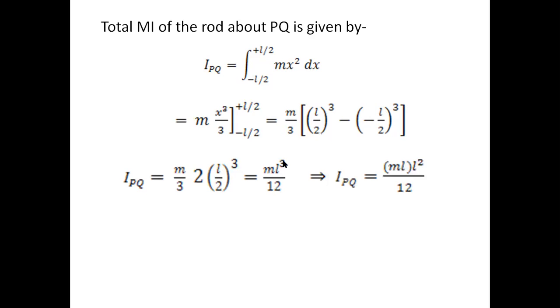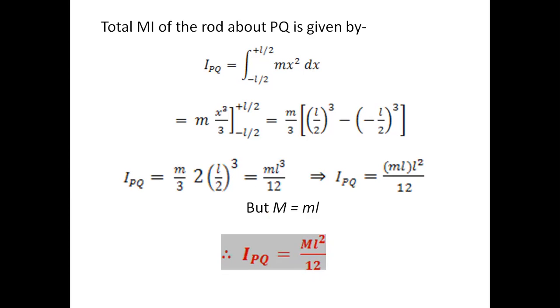Now this L cube can be written as L into L square. So this is equal to m L into L square by 12. But from equation 1 we know that m into L is nothing but capital M. So taking that, the moment of inertia of the rod about an axis PQ is equal to capital M into L square by 12. So this is the expression for the moment of inertia of a thin uniform rod about an axis passing through the center of gravity and perpendicular to the length.